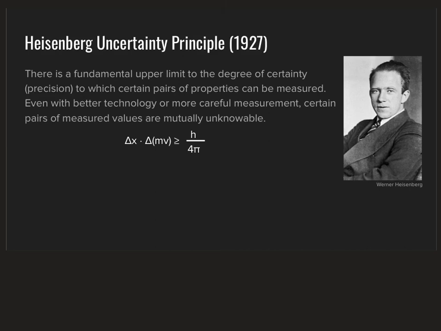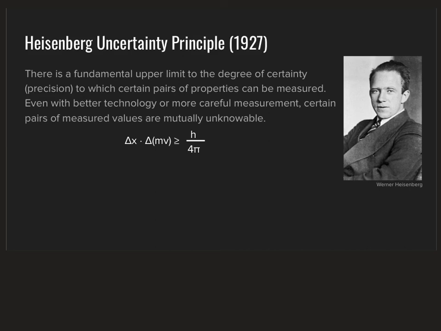What Heisenberg did was he essentially came along and said, well, as it turns out, no matter how carefully you measure some properties, there's a certain fundamental upper limit to the degree of certainty or precision that you can know some measurements. Essentially what he says is, well, good luck trying to measure things more carefully to get a better understanding of a system, because in some instances there are pairs of measurements that are mutually unmeasurable to a higher degree of precision at the same time.